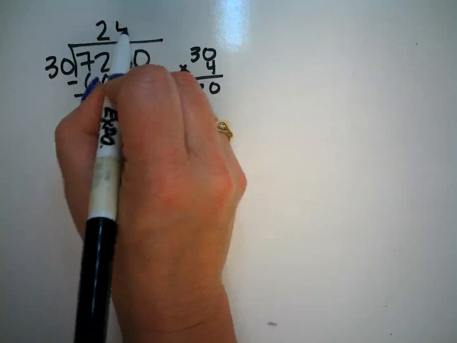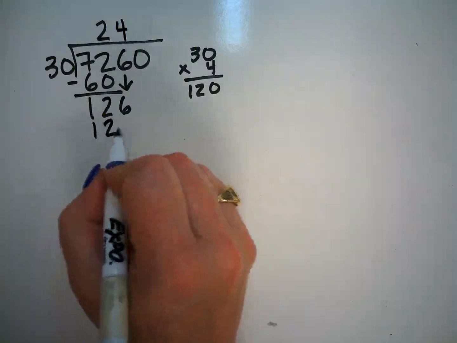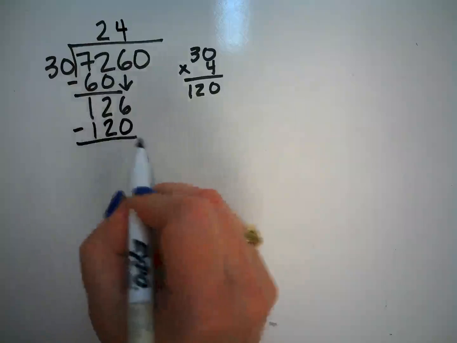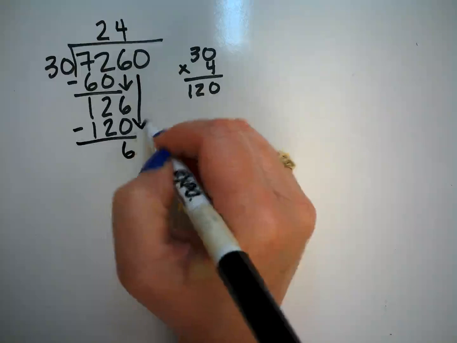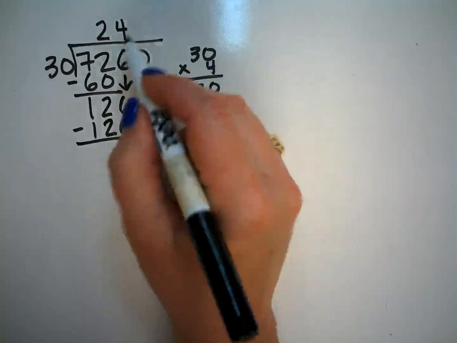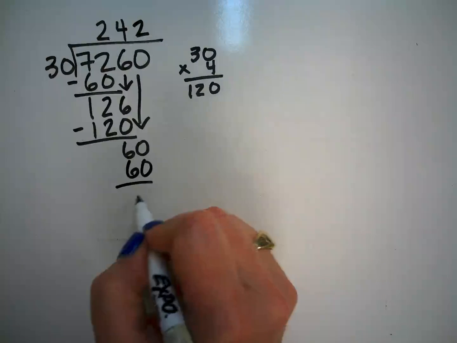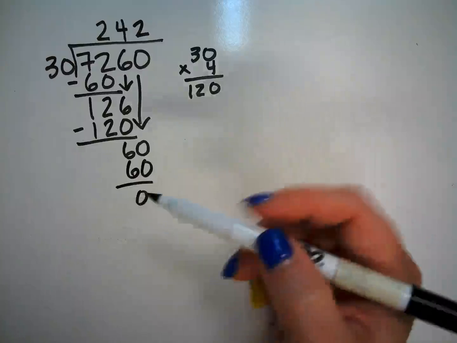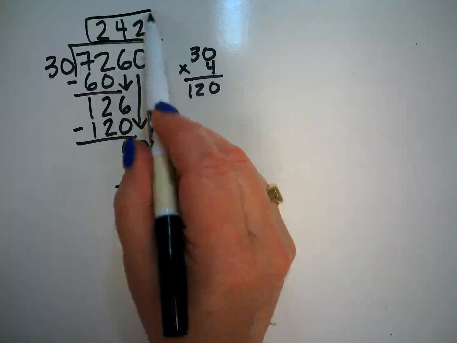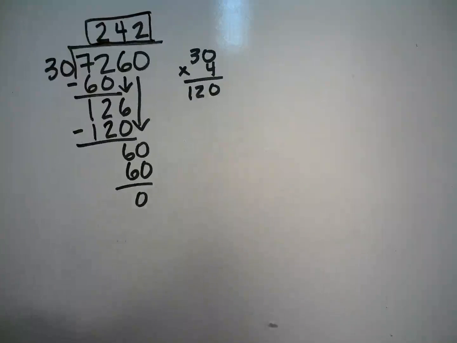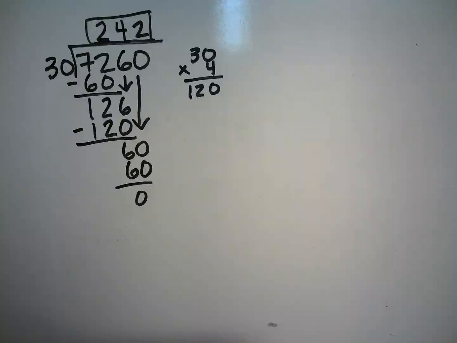So 4 is the answer here, and we multiply to get 120, then we subtract to get 6, and then we bring down. And 30 goes into 60 2 times. We already know that. And 2 times 30 is 60 with a remainder of 0. So this one, the final answer is 242. And notice I boxed in my answer. It's just a great method for you to make sure that I am very clear as to what your answer would be.